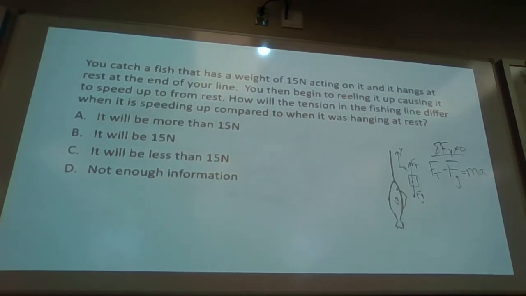All right, correct answer is A. Hopefully your conversation sounded like this. You're speeding up in the positive direction, therefore you have a positive acceleration. This quantity is positive. The weight didn't change, still 15 newtons. So in order to make this positive, this has to be bigger than this.